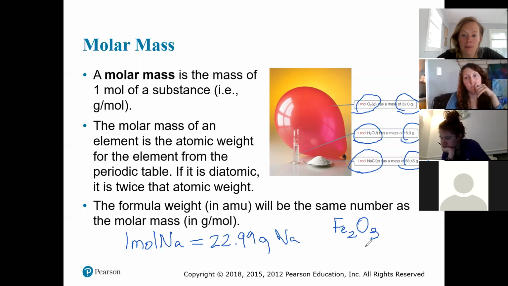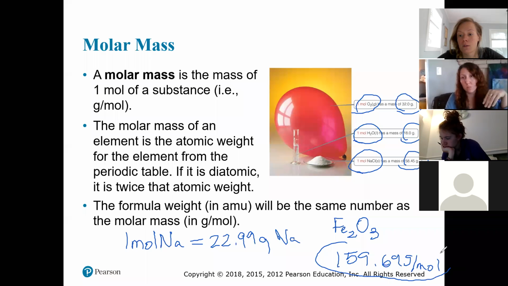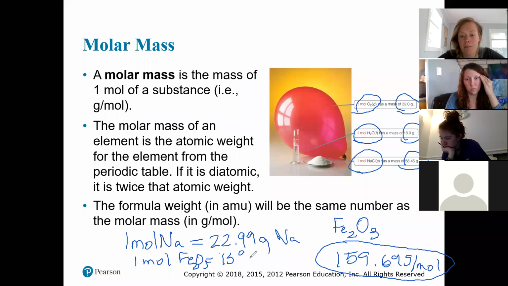All right, so the mass for this should be 159.69 grams per mole, something like that. Another way to write this, you want to get in the habit of seeing it written like this, I could write it as 1 mole of Fe2O3 is equal to 159.69 grams of Fe2O3. So it's a conversion factor. Anytime we have conversion factors, it means we can jump from grams into moles or moles into grams.